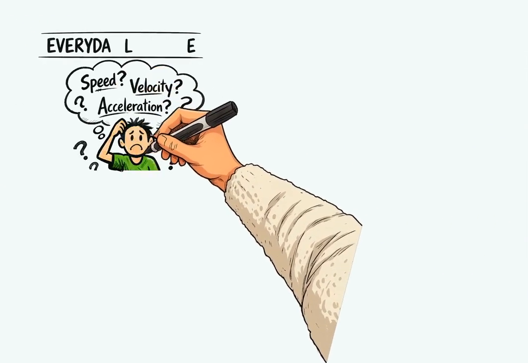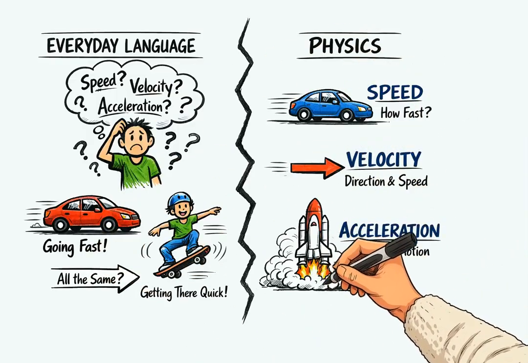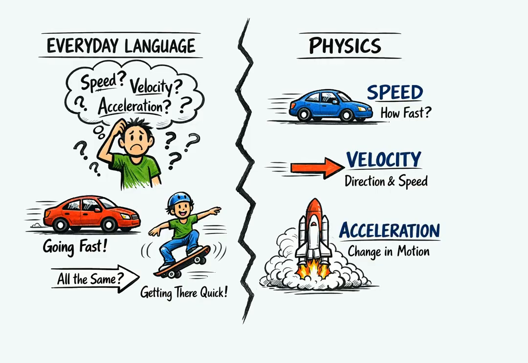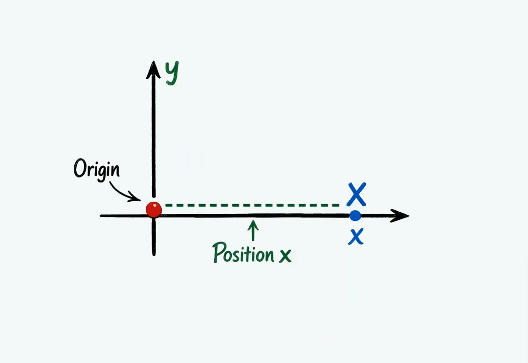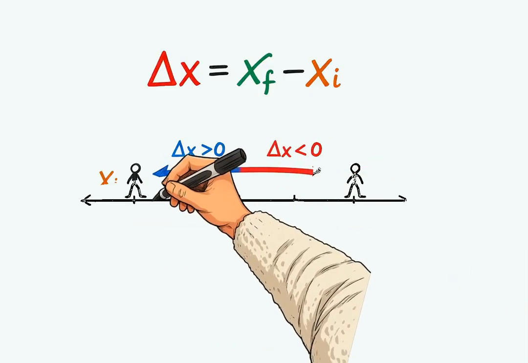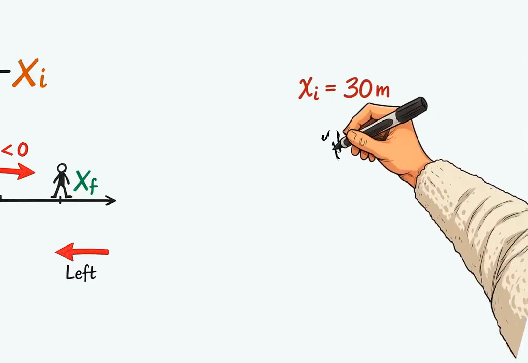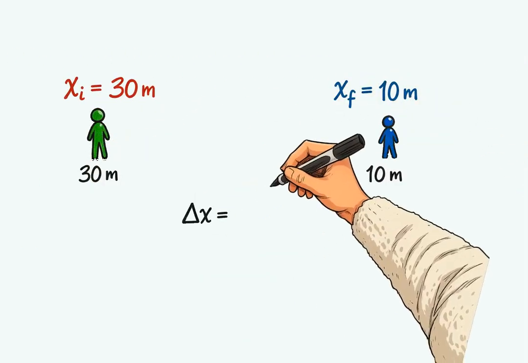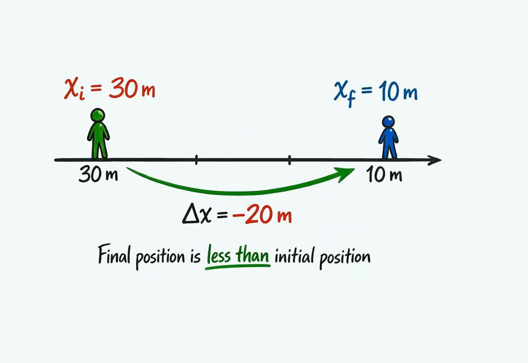Halliday H2. Much of the early confusion in kinematics comes from blending concepts that everyday language treats as interchangeable. Physics keeps them distinct. Position x is a coordinate label relative to an origin you choose. Displacement delta x is the change in that coordinate. Delta x equals x sub f minus x sub i, and its sign tells you direction along the axis. If you start at x sub i equals 30 meters, and later you're at x sub f equals 10 meters, then delta x equals negative 20 meters.